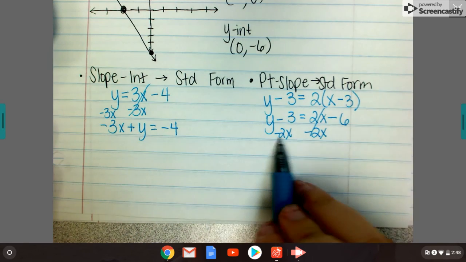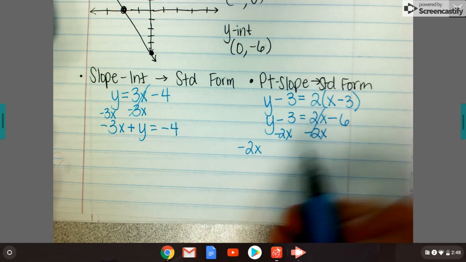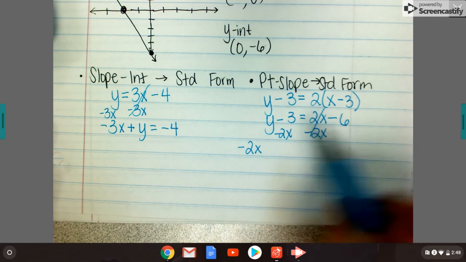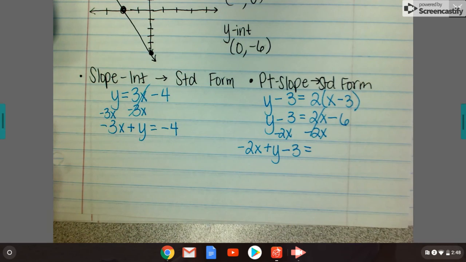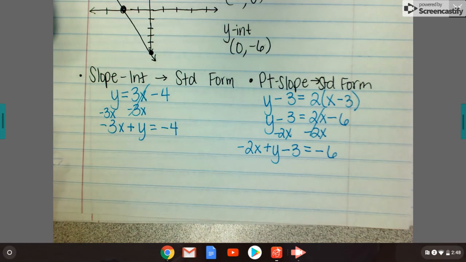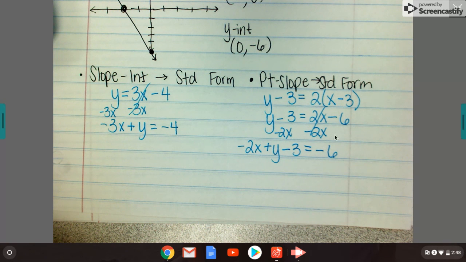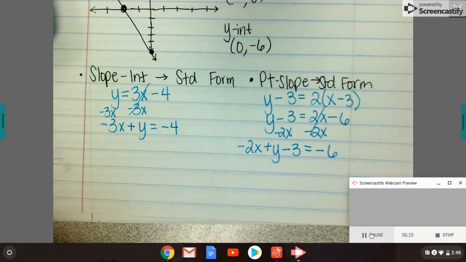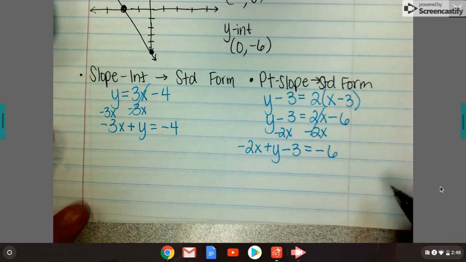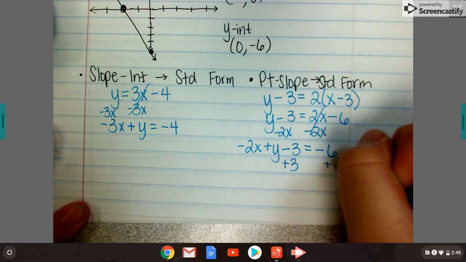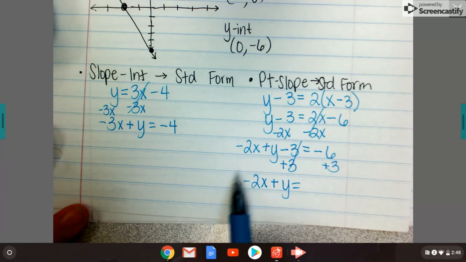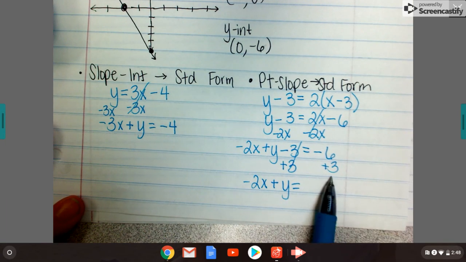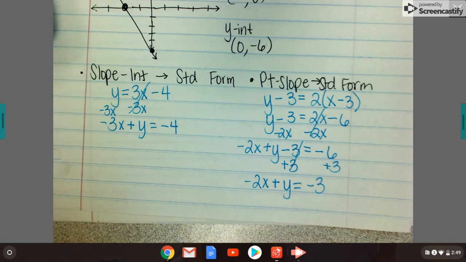On my left, I've got a negative 2x term, a positive y term, and a negative 3 term. On my right, all I have is negative 6. Let's do our last step here and move our 3 over. On my left, all I have is negative 2x plus y, and on my right, I have negative 3. So now I'm in standard form.